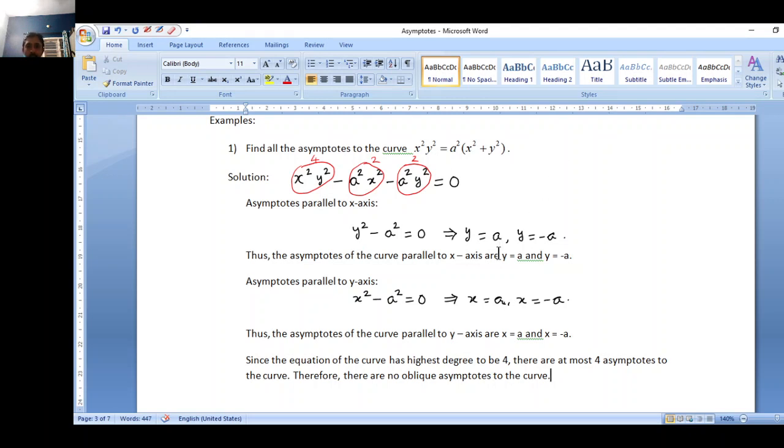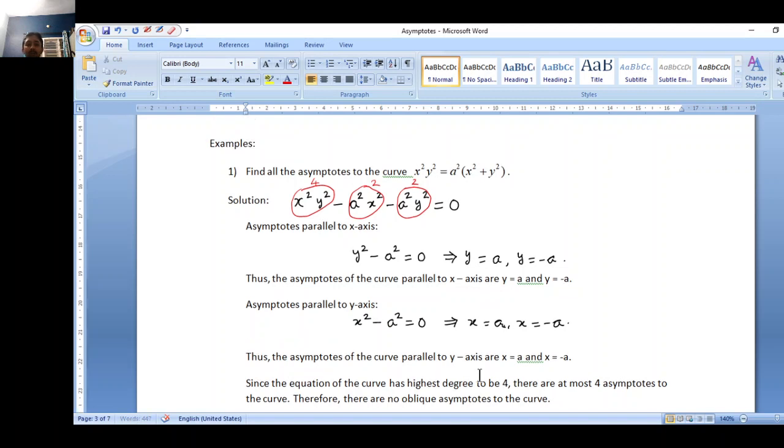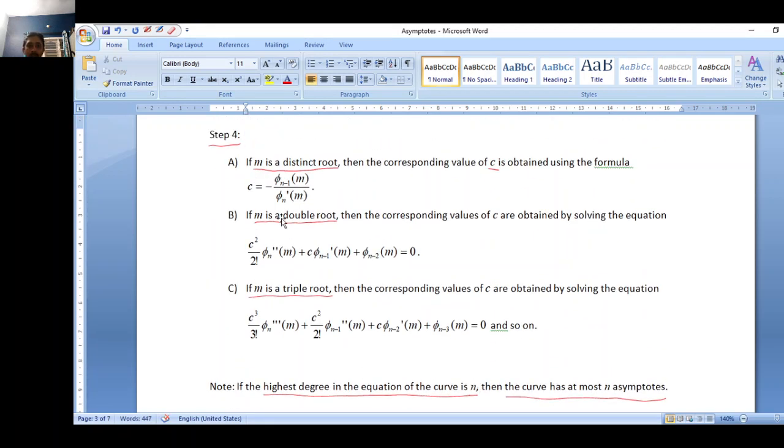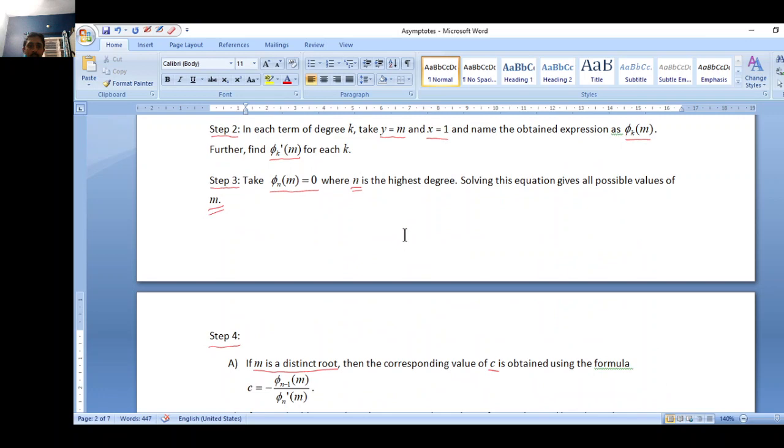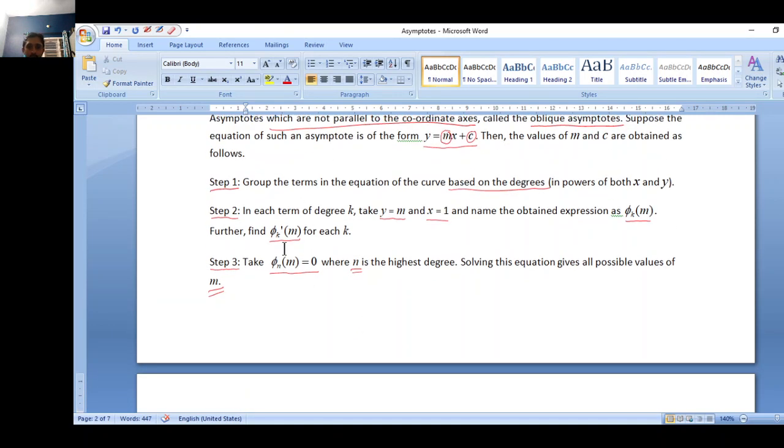I repeat once again, suppose by chance we had got only one asymptote here and say an asymptote here, then we would have got only 2 asymptotes, and in such a case we might have got further oblique asymptotes, and for that to be done we should have gone for this particular procedure to find general asymptotes.